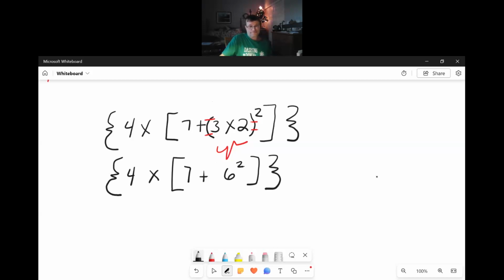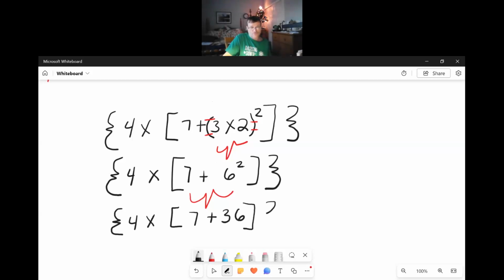Okay. Now we're going to work inside this set of brackets next here. Brackets, parentheses, curly cues, all the same matter. What's 6 squared? That's 36. So let's build it here. 4 times, open a bracket, 7 plus 36, close the bracket, close the curly cue. Just like that.